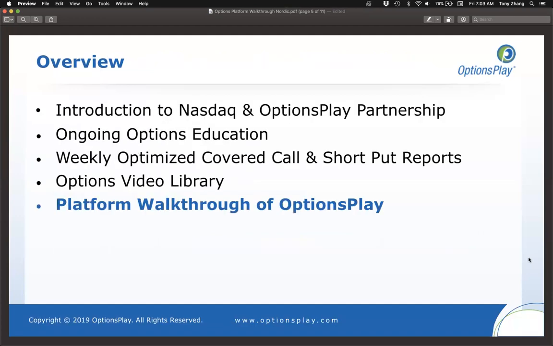So I'm going to go through a few different things, but I'm going to keep it really light on the slides. I want to spend most of my time on the actual platform, showing you the platform. So I'll do a quick introduction of the NASDAQ and OptionsPlay platform. I want to talk a little bit about the ongoing options education that you will receive if you register for a free OptionsPlay account, just to give you a sense for what topics are coming up next, what is the schedule, because we are dedicated to ongoing education.